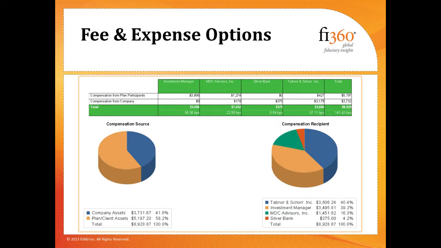Just a quick glance at what our fee and expense report looks like. We do have some charts, some tables that may be of interest to you. You can show those service providers. Again, along the top you'll see Investment Manager, MDC Advisors, Silverbank, Tabner and Shore Inc. All of those are service providers to a plan. On the left you see compensation source. So where is this money coming from? Company assets, plan client assets, any other sources, and then the compensation recipient. So those service providers listed along the top, what are they receiving for maintaining the plan?